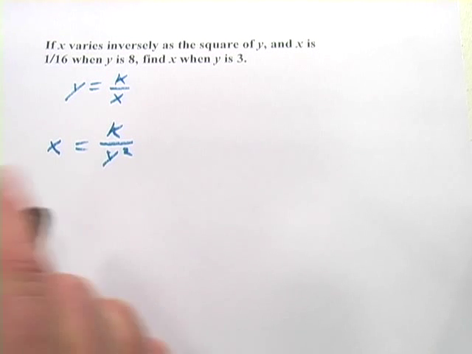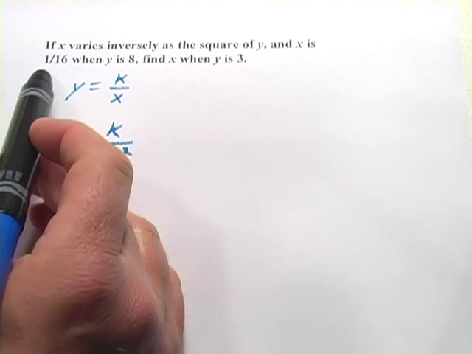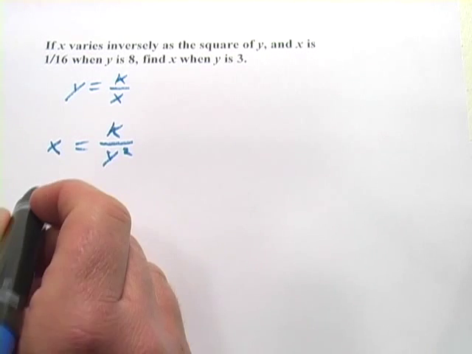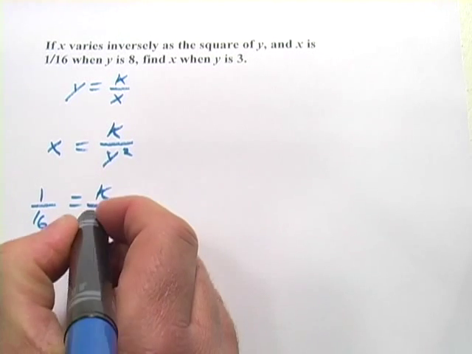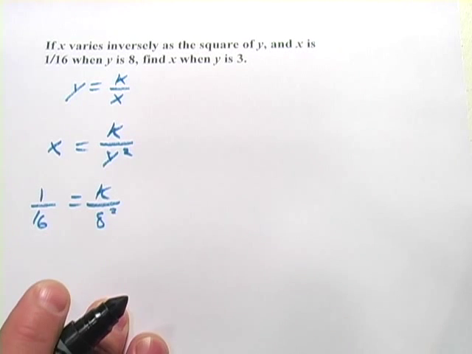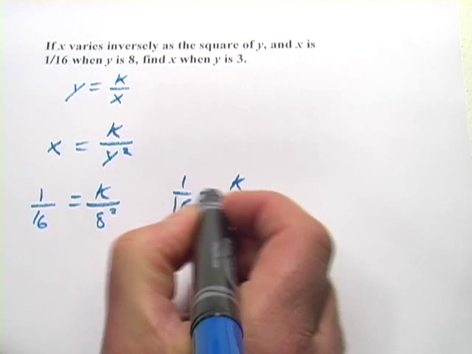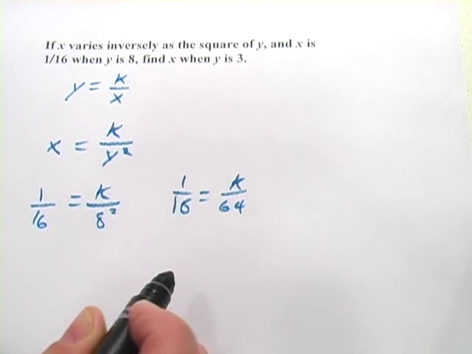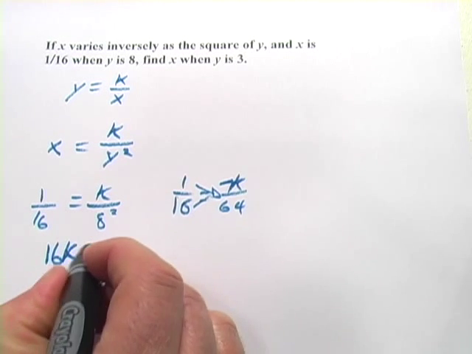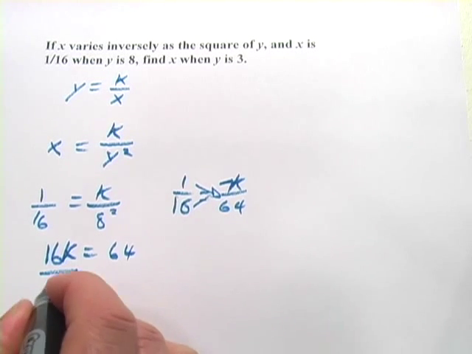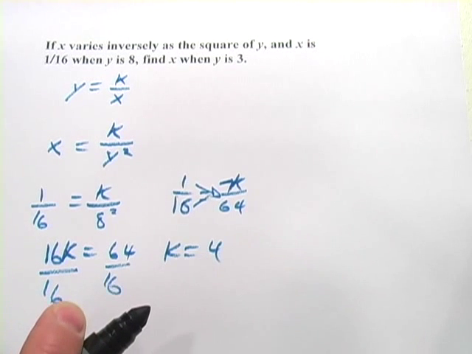And now we can start plugging in the numbers here. So we're given x is 1/16 when y is 8. So let's plug those in. 1/16 and y is 8. That has to be squared. So that is 1/16 equals k over 64. And I think I'll just cross multiply here. And I get 16k equals 64. And then I divide by 16. And I get k equals 4. So that was pretty simple.